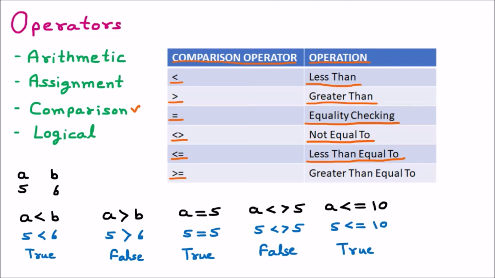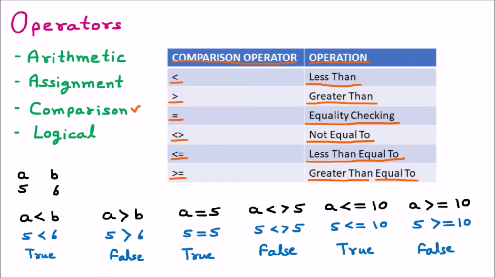The next operator we have is greater than equal to. If I write here A greater than equal to 10, we know that the value of A is 5, so 5 greater than equal to 10. Now that is wrong, because all those values which are equal to 10 and greater than that, let's say 11, 12, 13 and so on, they will be true. But here 5 is not greater, so that is false. So these are all the comparison operators.